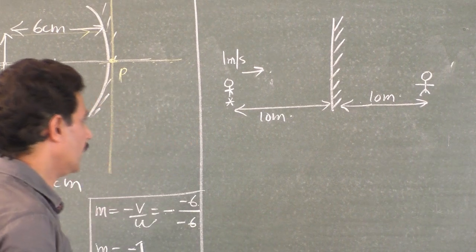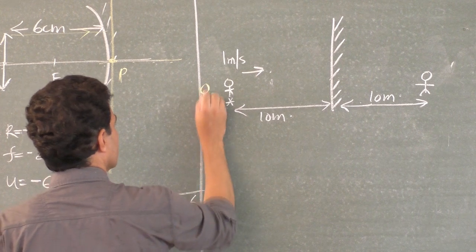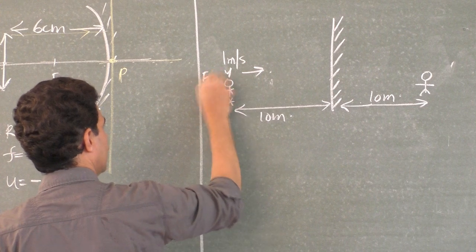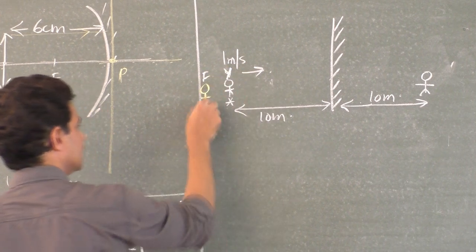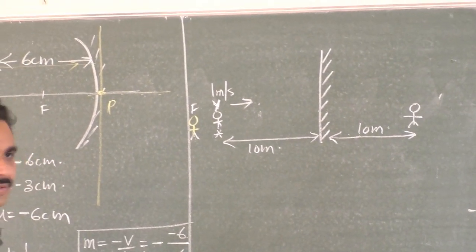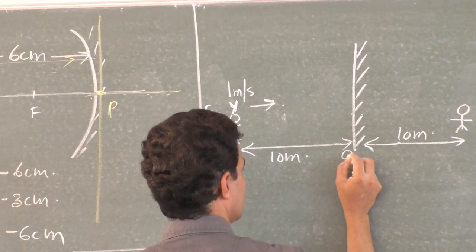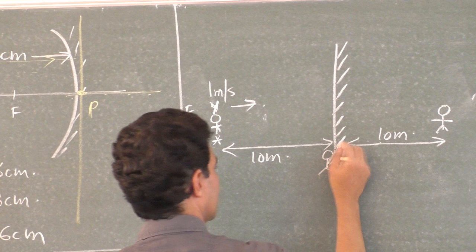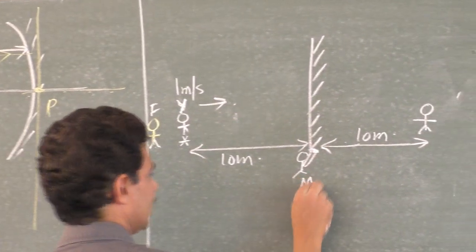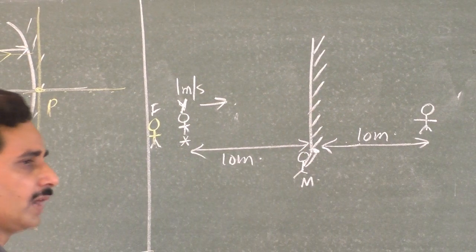Now suppose there is one more person, your friend. This is yourself, and this is your friend. The friend is not moving towards the mirror. Of course, you can imagine that another person is standing and holding the mirror like this. I will call him M, the person holding the mirror. Now, let us see the situation after 1 second.